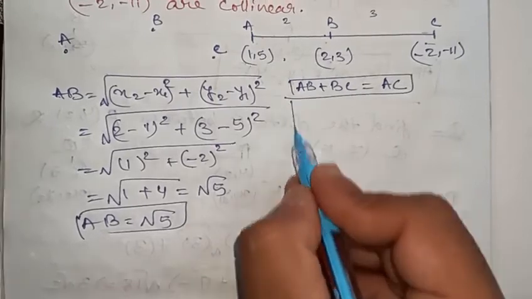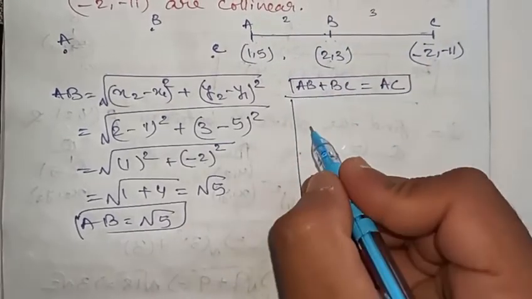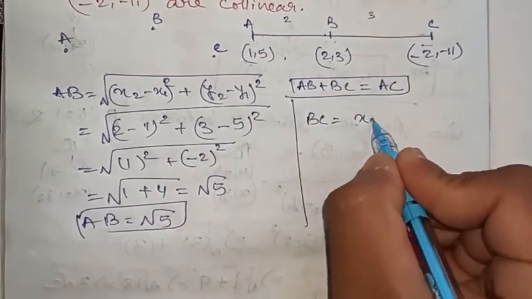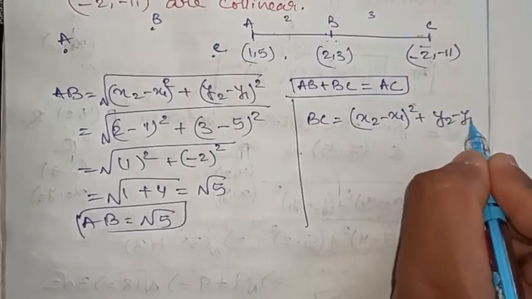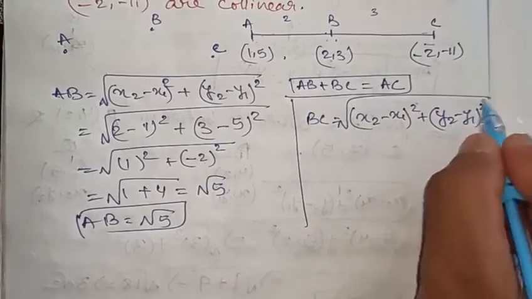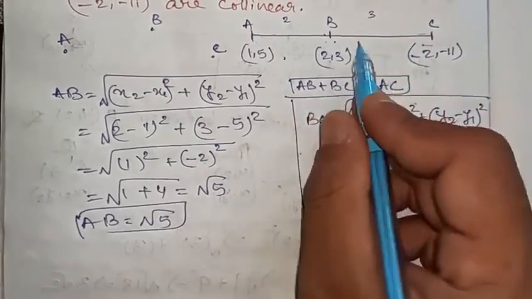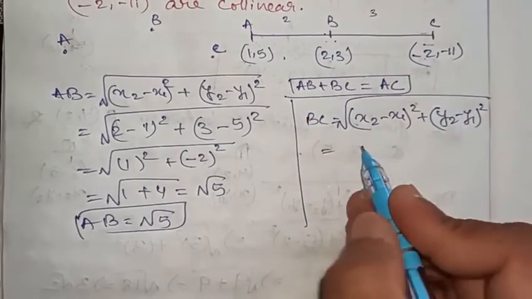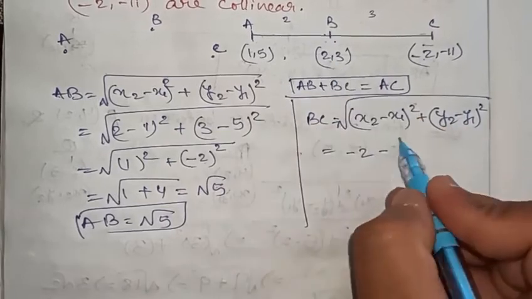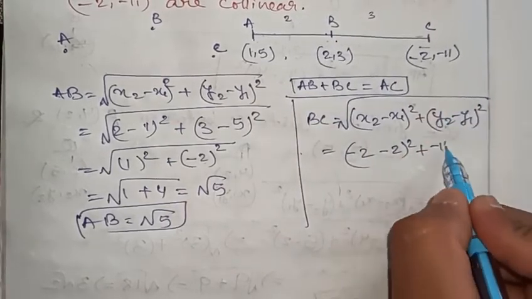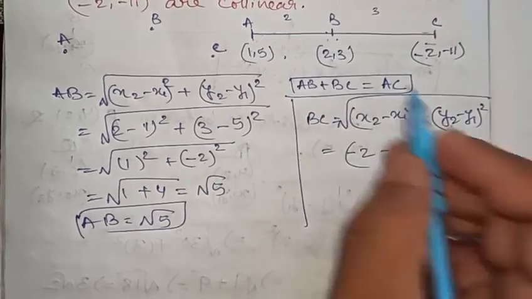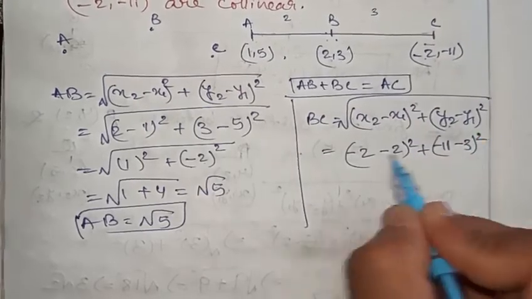Now we will find out the distance between BC. BC is again the same formula, x2 minus x1, second minus first, whole square, plus y2 minus y1 whole square, under the square root. Just look at B and C. x2 is -2 minus 2 whole square plus y2 is -11 minus 3 whole square, under the square root.